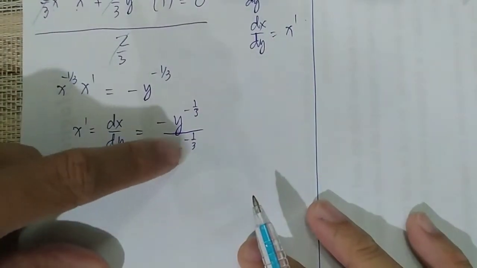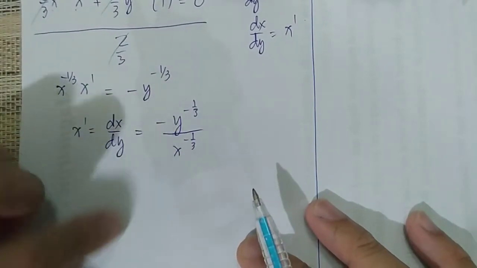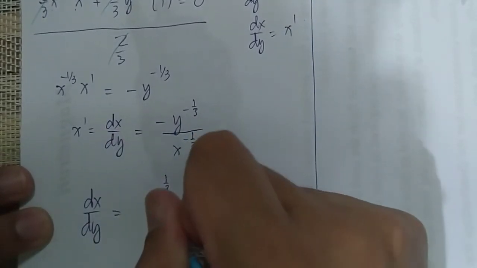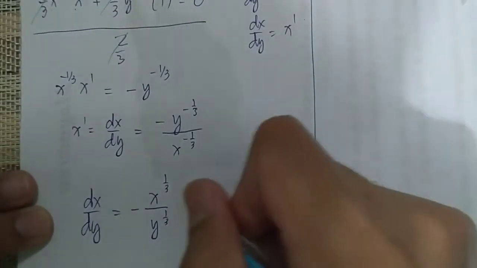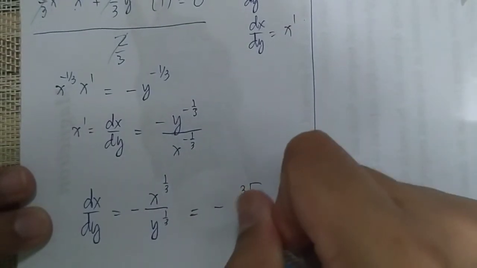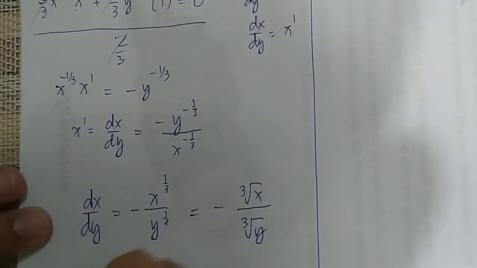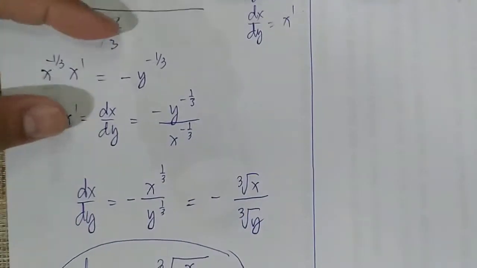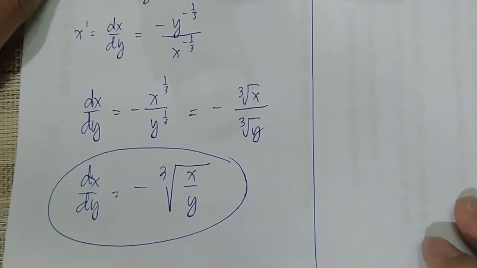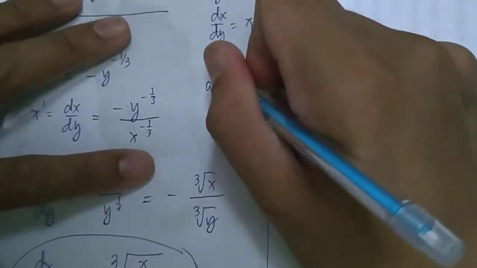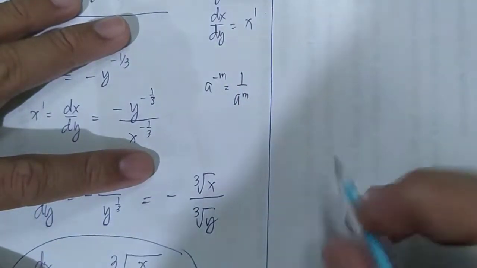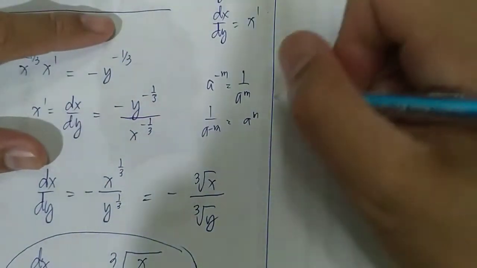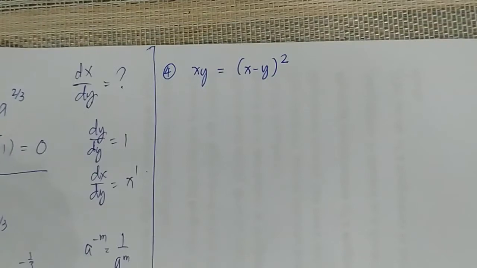Or, if you move the negative exponent up, it becomes a positive exponent. If you move it down, the exponent becomes positive. Then dx dy is equal to negative x raised to 1/3 over y raised to 1/3, or negative cube root of x over cube root of y. Or, dx dy is negative cube root of x over y. So, that is our final answer. We just used that a raised to negative m is 1 over a to the m, and 1 over a raised to negative m is a raised to the m. So, that's just the laws of exponents.